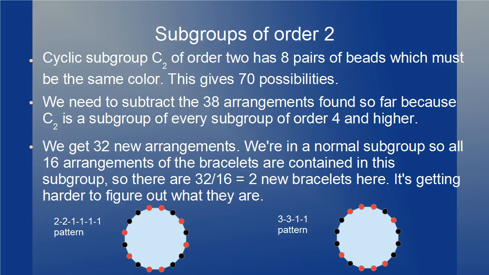These 70 arrangements include all the arrangements found so far, so the new ones will be given by subtracting the 38 arrangements from the previous steps. This gives 32. Wow, a power of 2. We're in a normal subgroup, so all 16 arrangements of any new bracelet in this group must be there as well. So good thing we got a multiple of 16, right? There are 32 over 16, or 2 new bracelets, and with some thought and trial and error, you can find them. Here they are.